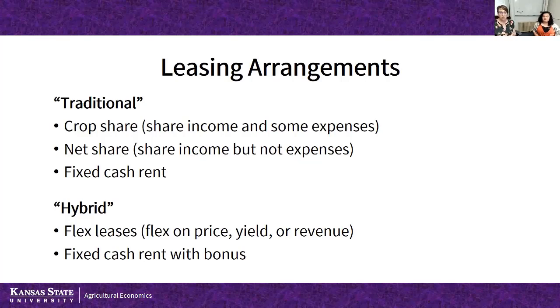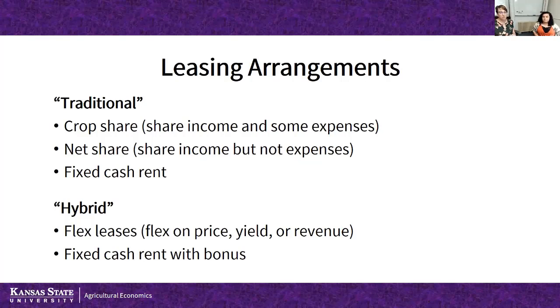A net share arrangement is a little bit different, where you share the crop but not the expenses. So if 1/3, 2/3 crop share is typical in your area, then a net share is probably going to be only sharing maybe 20 to 25% of the income, because you don't share any of the expenses as a landlord. And then there's the fixed cash rent payment, which is again pretty self-explanatory. It's a single amount that's paid either in 1 or 2 installments during the year. And so those are our traditional ones.